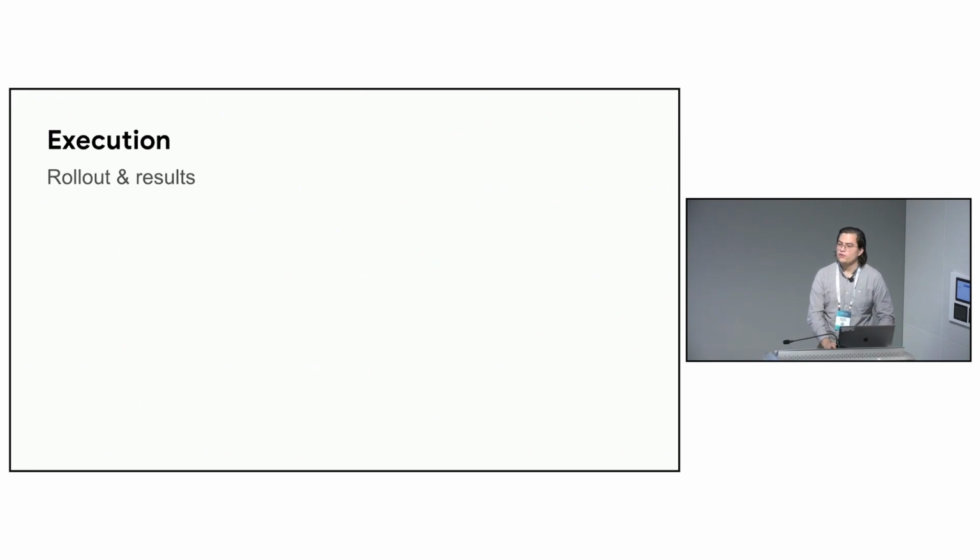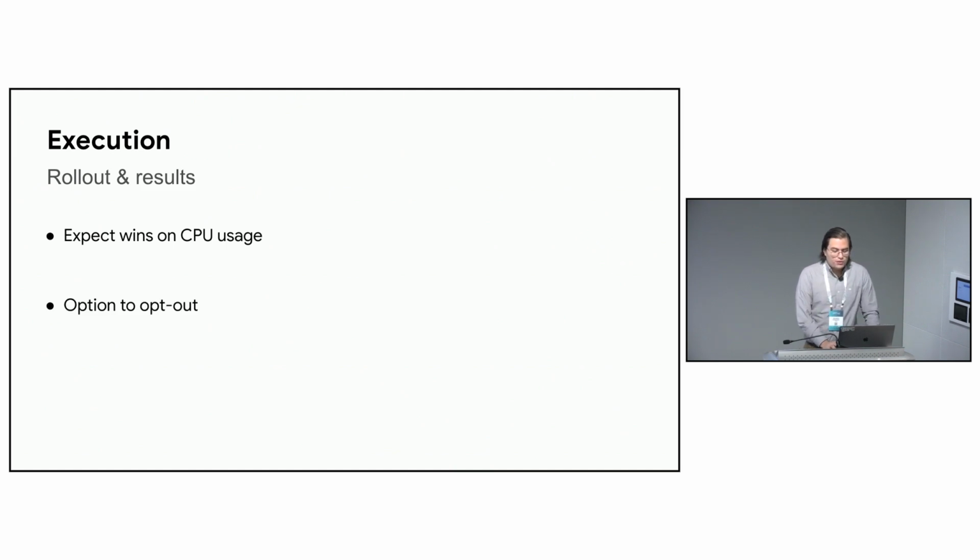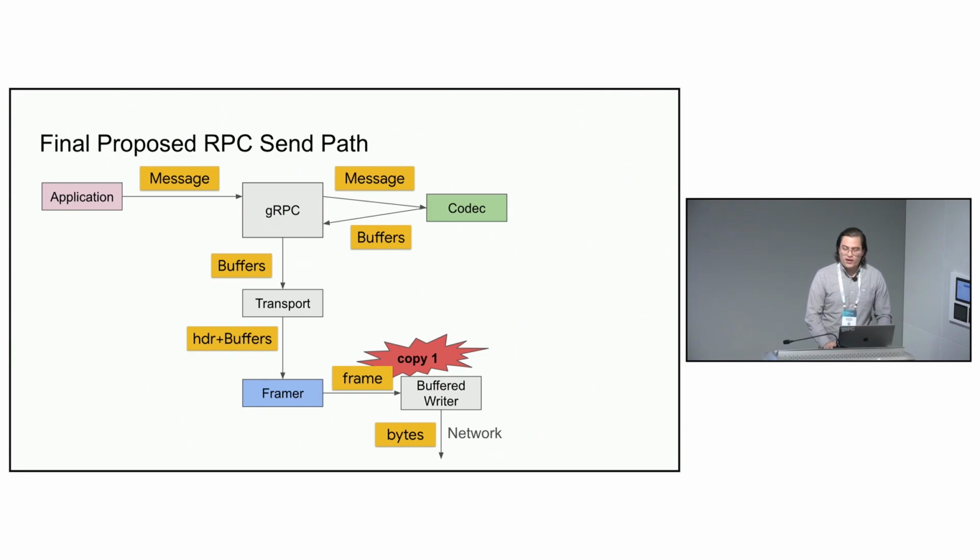And so for the execution of this project, we expect wins on CPU usage, as we are going to be mainly reducing the number of copies happening inside of gRPC. We will be able to give an option to opt out. So if we find any major bugs while the API stabilizes, we can switch back to the old framer. And finally, we still have benchmarking pending as this work is ongoing. I still have a little bit more time left here at Google, and I'm hopeful I can finish it before I leave.